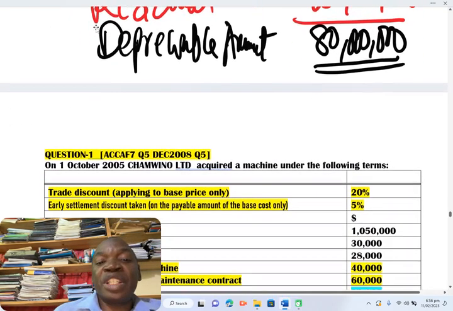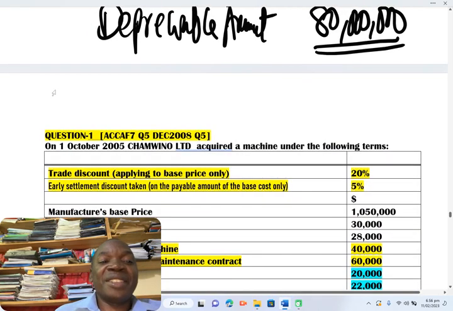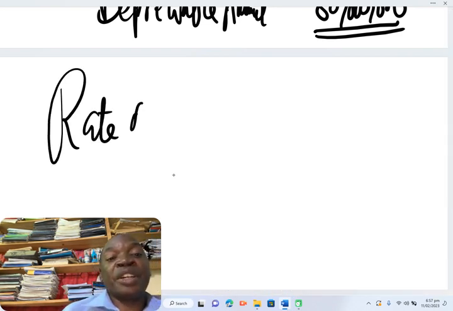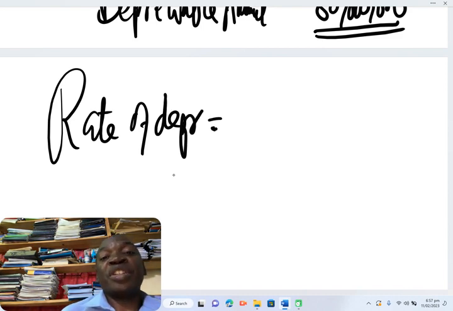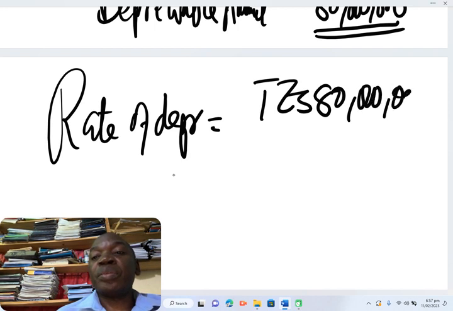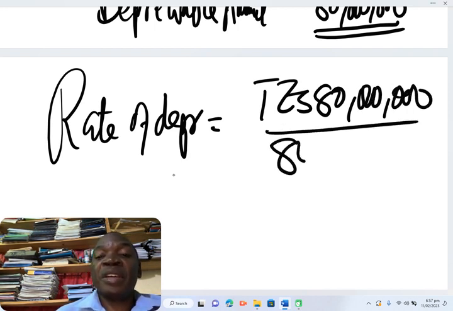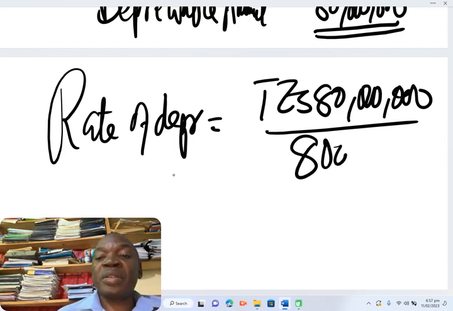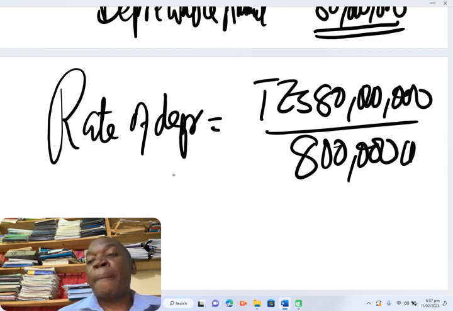So the rate of depreciation over the useful life can also be established. The rate of depreciation is defined based on the unit. Rate of depreciation is equal to the depreciable amount divided by the allocated units, isn't it? Now what is the rate? So the rate of depreciation is how much?